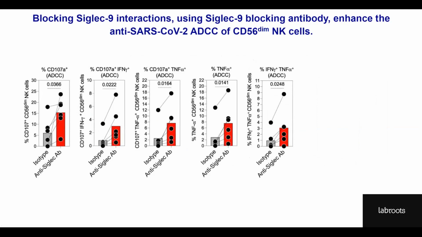And again, the next question: these cells still express Siglec-9, and if we were to block this interaction using a Siglec-9 blocking antibody, can we enhance the anti-SARS-CoV-2 ADCC activity? As you can see here, compared to an isotype control, when we use a Siglec-9 blocking antibody, we can see an increase in several markers of degranulation and cytokine release: CD107 co-expression with interferon gamma or TNF-alpha, or even TNF-alpha and interferon gamma co-expression. That is, the Siglec-9 blocking antibody could enhance the ability of those cells to degranulate.